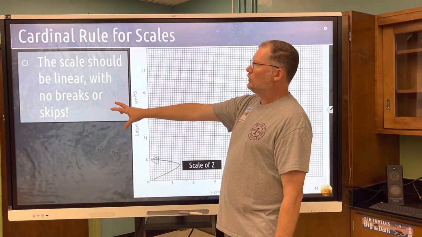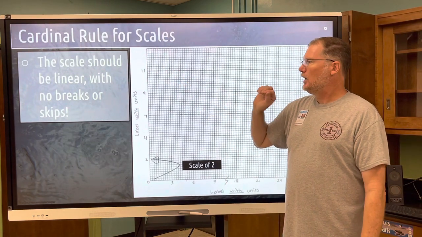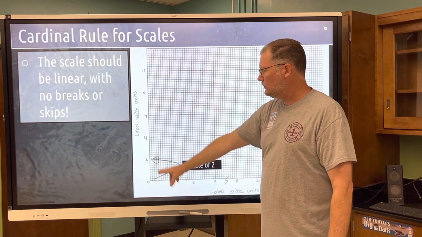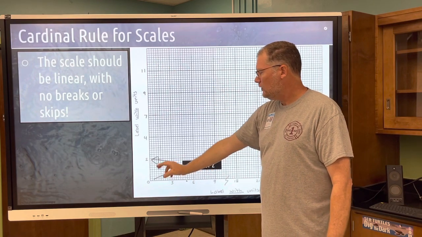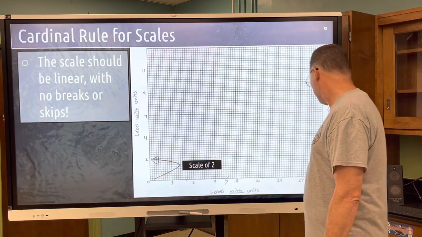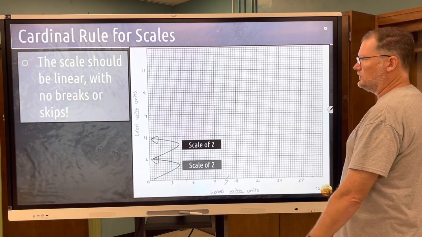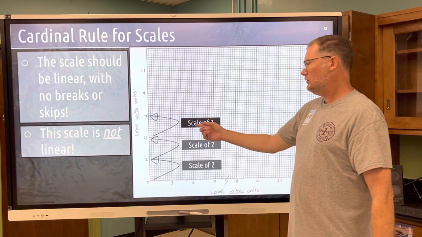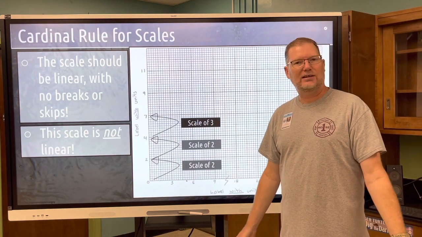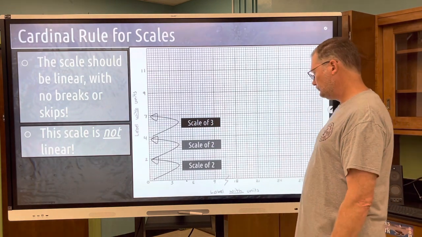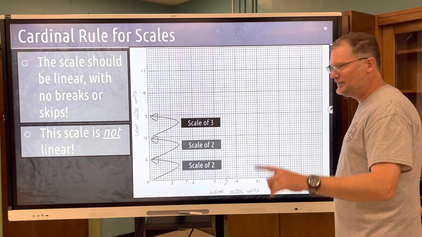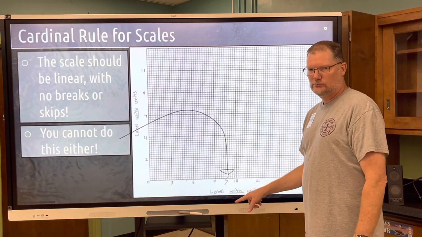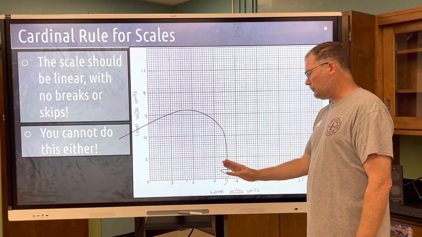The scale should be linear, another cardinal rule, with no breaks or skips. So here, looking at the Y axis, okay, you've got a scale of 2. And then you've got a scale of 2. And then you've got, oops, a scale of 3. That's not linear, okay? You can't do that. And you can't do this either. That's a no-no. You can't put a break.